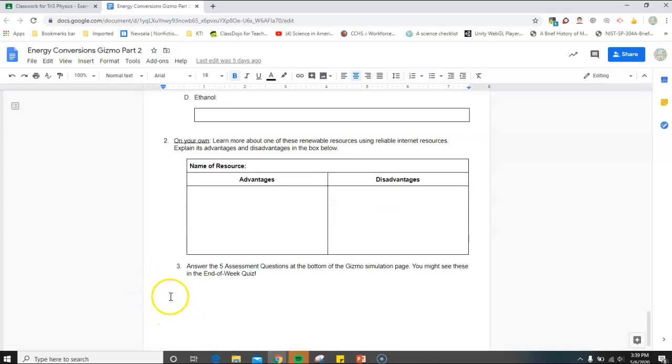And then the last thing you want to do is answer the 5 assessment questions at the bottom of the gizmo. Now, this is not graded. However, you might see some of these questions in the end of the week quiz. So it would be a really good idea to answer these 5 questions, do the best you can, check your answers, and actually look at your responses when you check them.